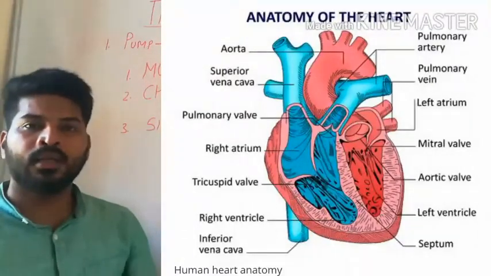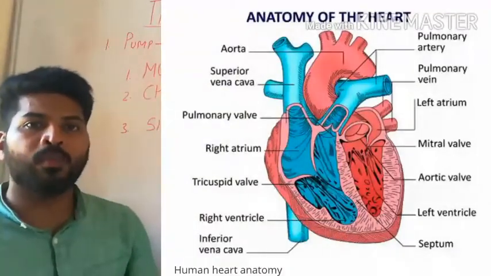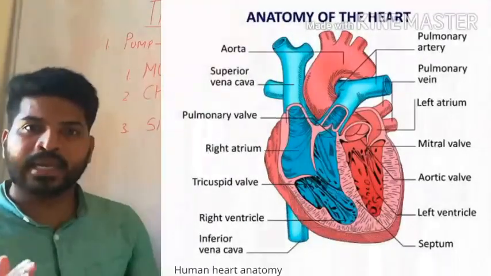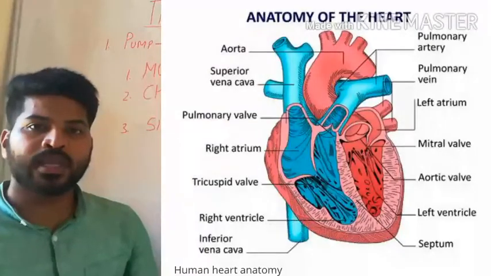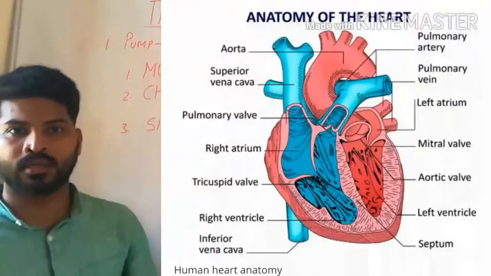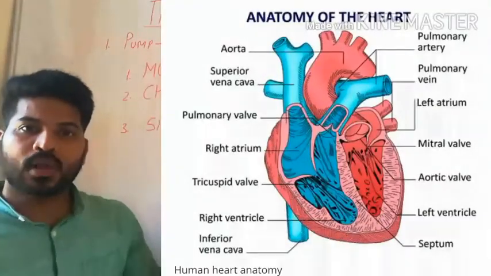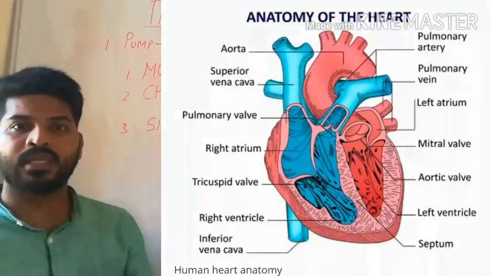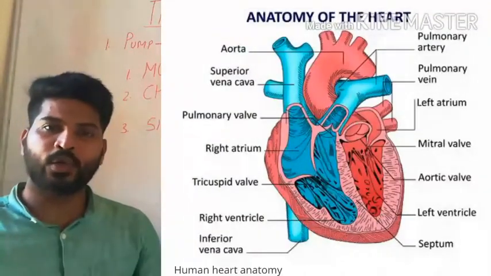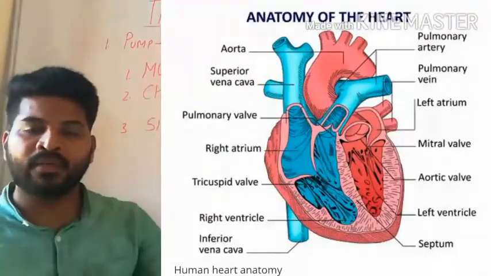We can also divide the heart into two sides based on the type of blood it receives. The right side of the heart receives deoxygenated blood from different parts of the body, which is labeled in blue color in the diagram, whereas the left side of the heart receives fresh oxygenated blood from the lungs, which can be seen in red color. Therefore, we can divide the heart into right auricle and right ventricle, left auricle and left ventricle.